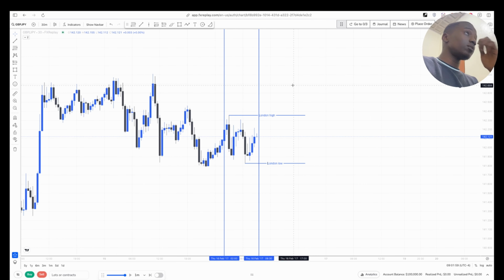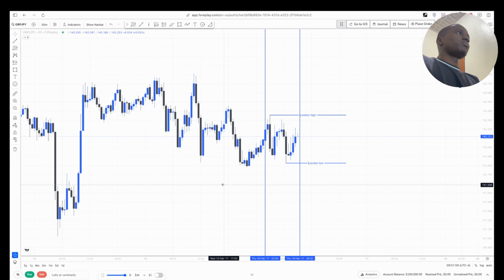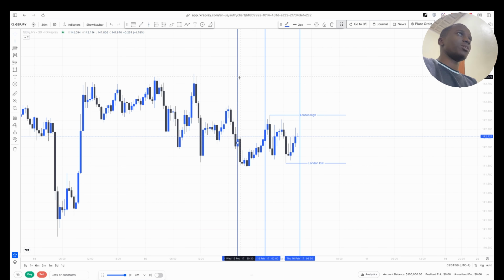Okay, so what else do we see? Let's mark up the Asia session, which usually starts, in my time, at 2 in the morning. So basically in New York time it will be 8 in the afternoon, if my calculations are right, of the previous day of course. So this would be the Asian session right here, and this is the Asia low.